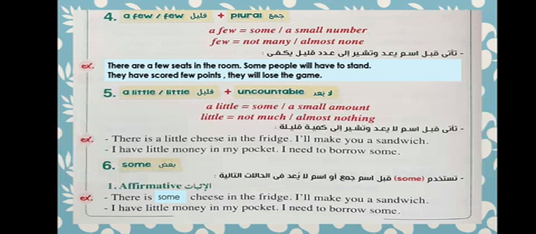A few and few can be followed by the plural, but you have to remember that when you say a few, it means some. It's a small number, but it is enough to do something. When you say few without the letter A, it means not many, but almost none. It means that the number is not enough.